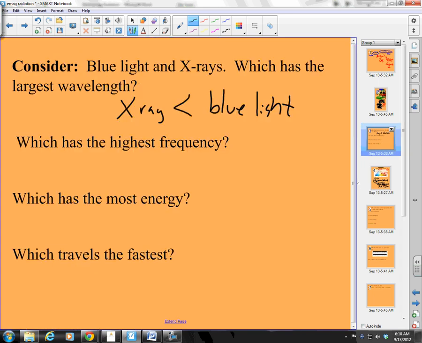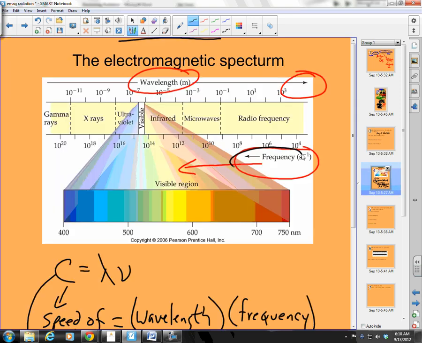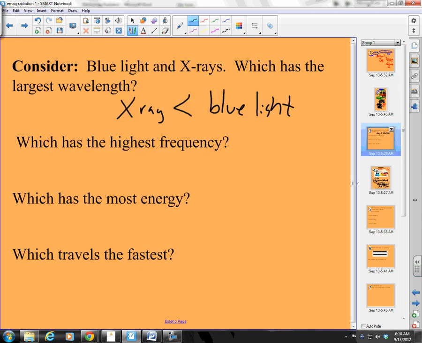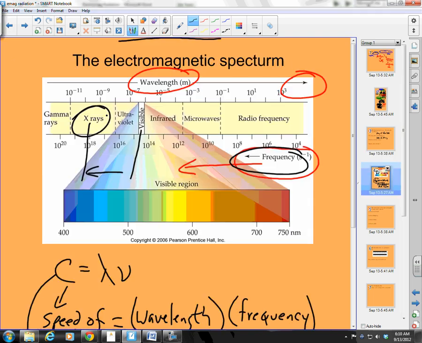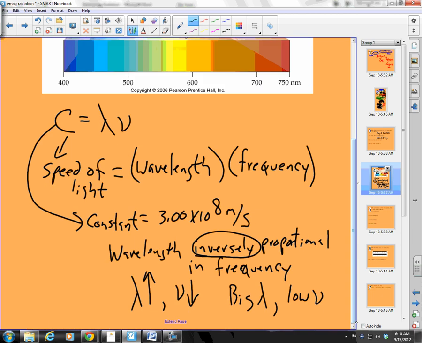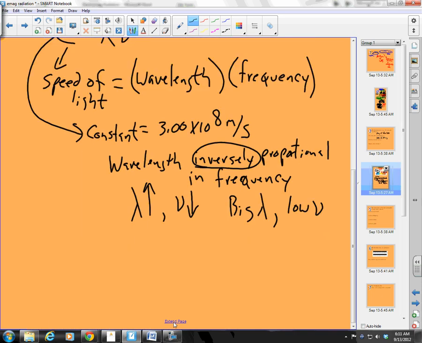Which has the highest frequency? Well, remember we said they were inverse. Here's increasing frequency. Blue light is somewhere in here. X-rays are here. Increasing frequency, that means X-rays have higher frequency. So my blue light is less than my X-ray. Which has the most energy? Aha, do you think there's a relationship somehow between energy and frequency? And there is indeed.